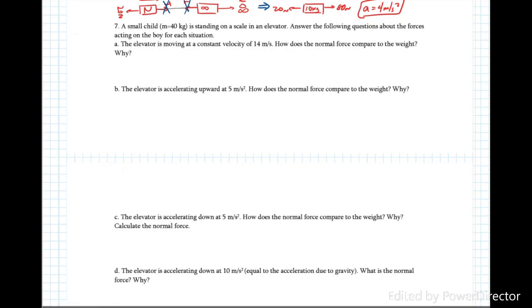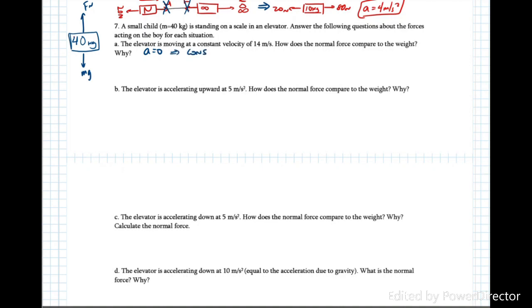All right, so for number 7, child on an elevator, we want to know what's going on in each situation. Before we start, the best bet is to draw a free body diagram, a picture of the forces acting on him. We have a 40 kilogram boy standing on the elevator, so he has the surface normal force pushing up, and his weight pushing down. Now, for part A, the acceleration is 0.